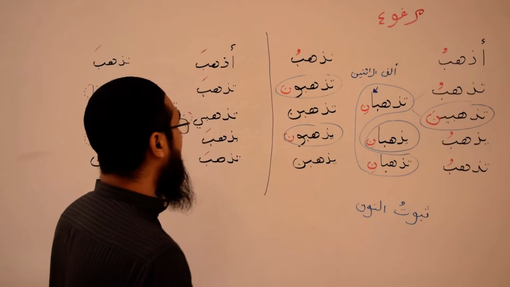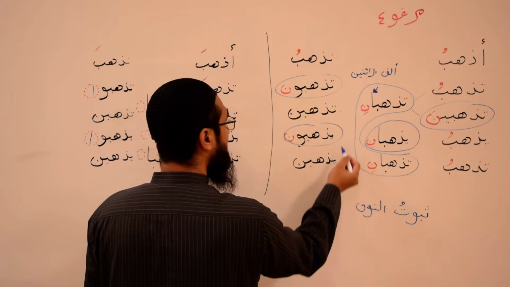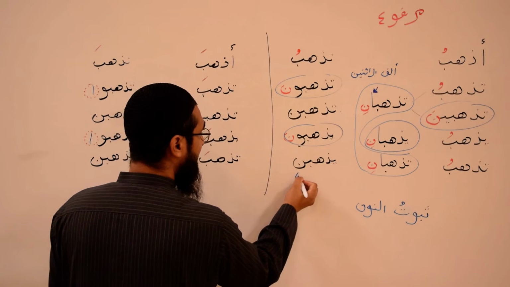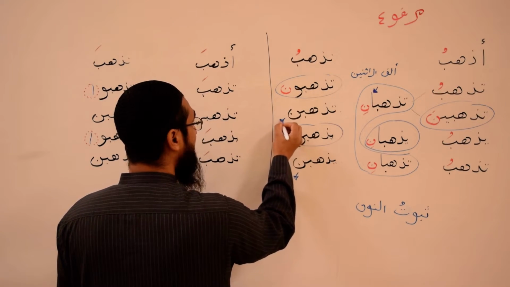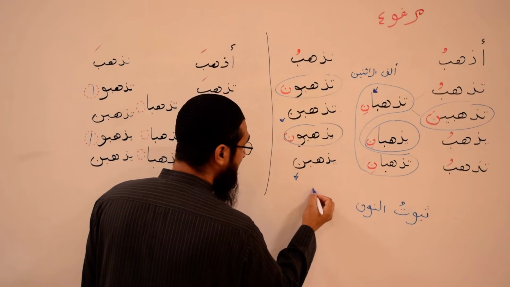Alright? These two verbs, this one and this one, whenever it has noon an-niswa, this noon right here is called noon an-niswa.